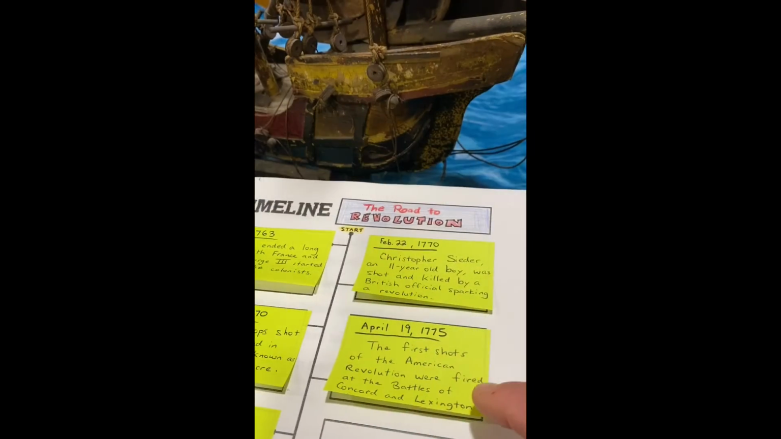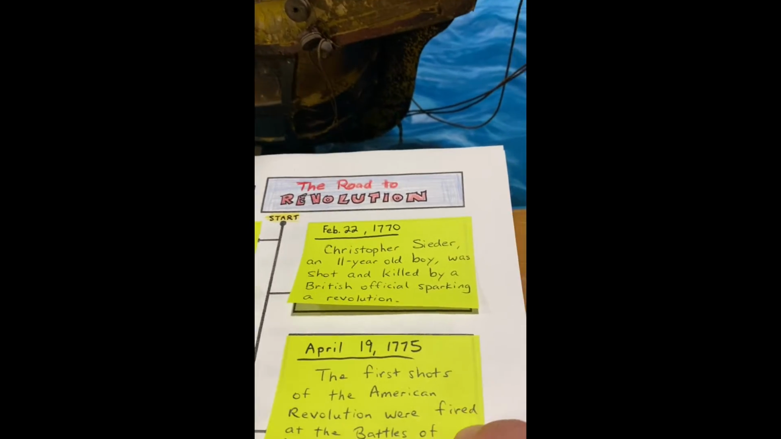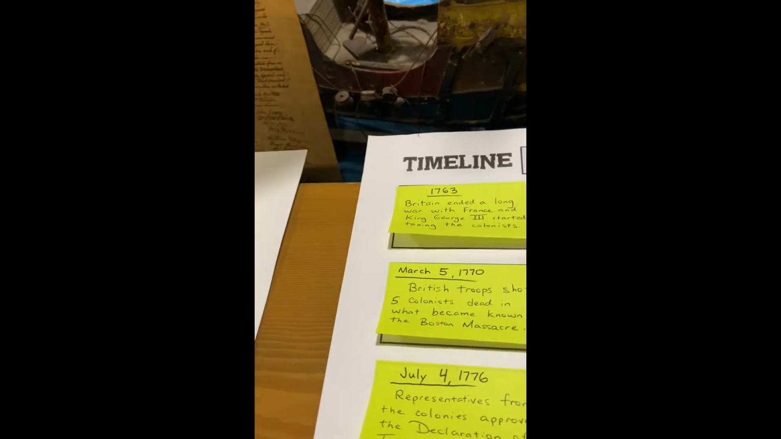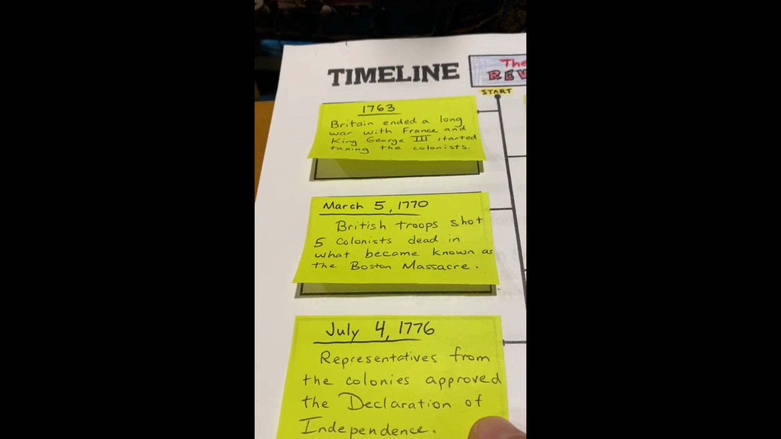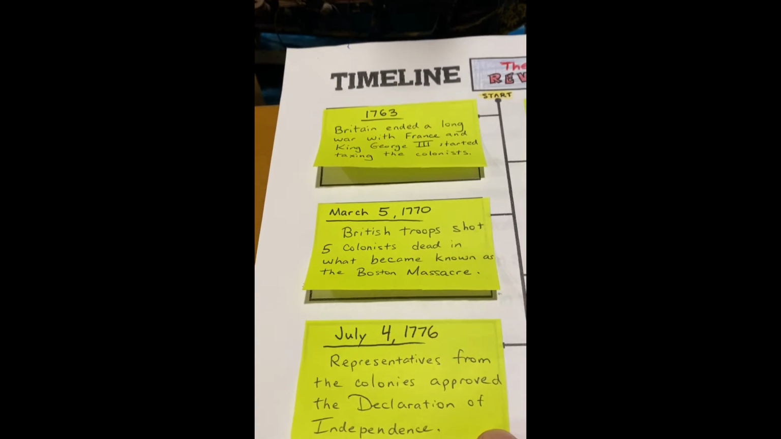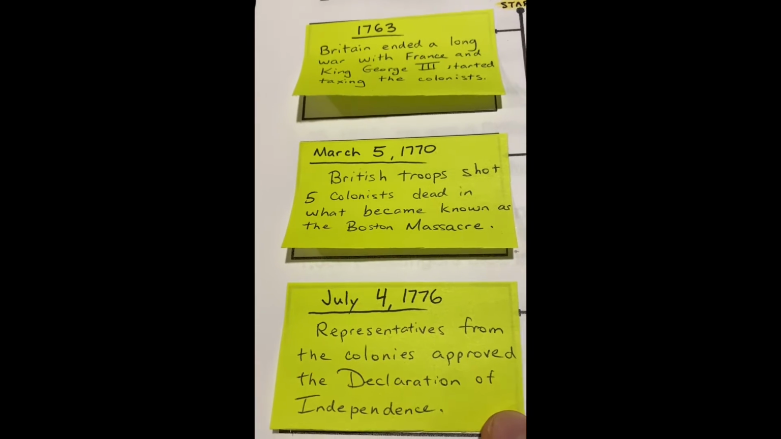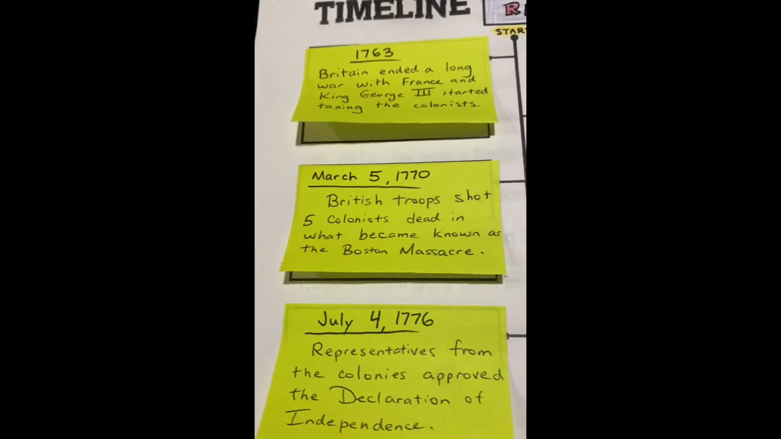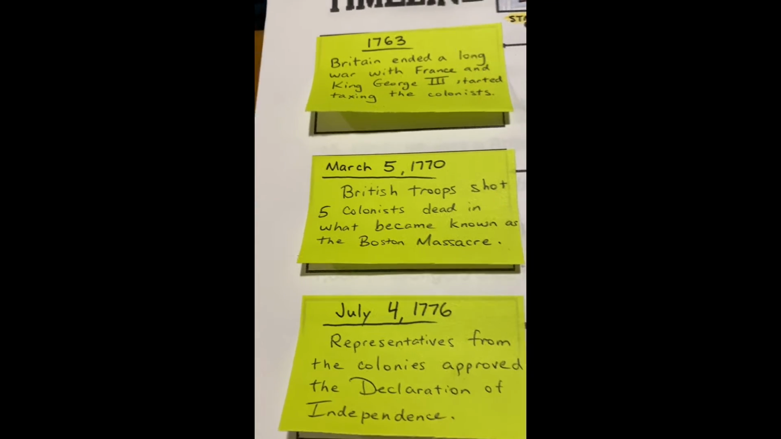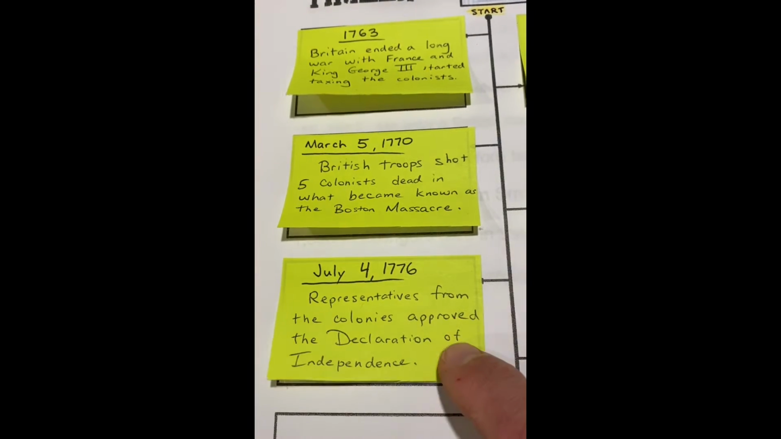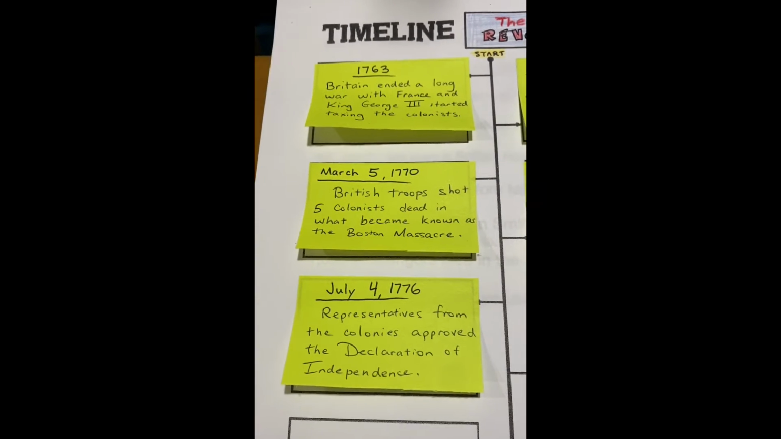So those first shots were fired at Concord and Lexington. Shortly after that, then, we had what was called our Declaration of Independence. You see there, July 4th, 1776. We celebrate every year this holiday, the 4th of July. And the 4th of July is when we declared our independence.